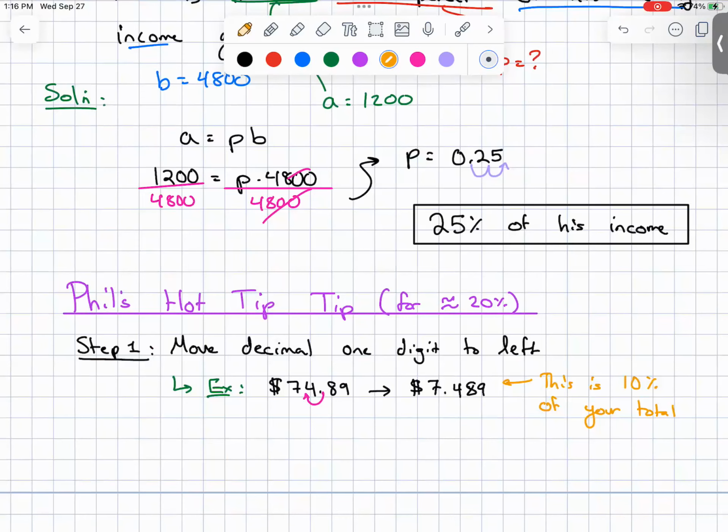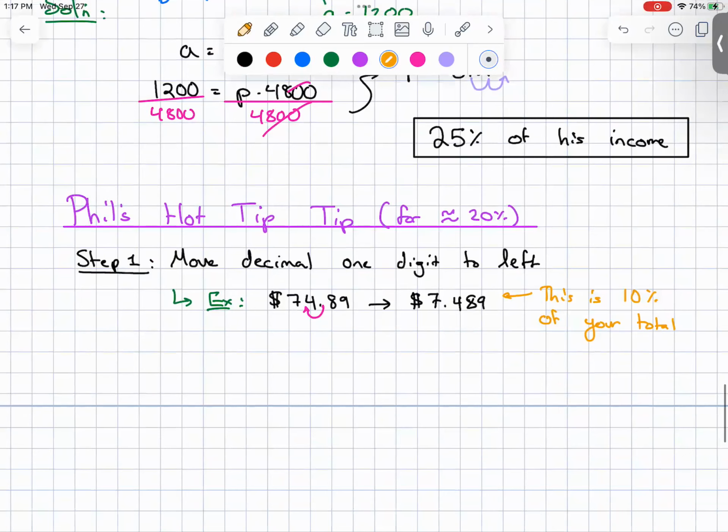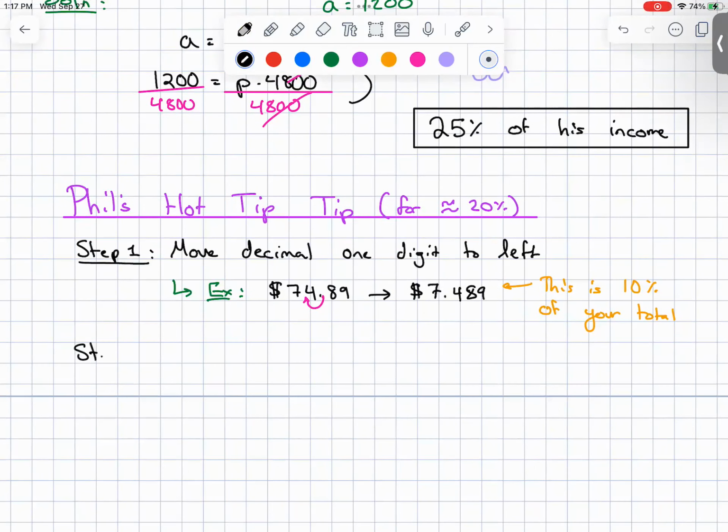So if that's 10%, all you would need to do is just double it to get 20%. But sometimes it's a nasty number. Sometimes it's like $7.19. Who wants to multiply 19 twice? That's not too fun. So what I do, step two, is good service, round up to the next dollar. If your server was great, round up to the next dollar.